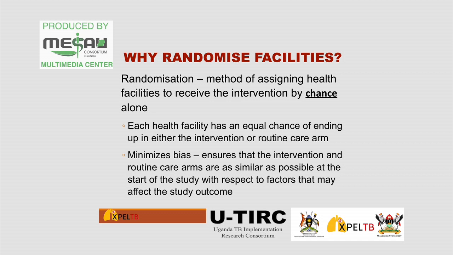And why are we doing this? Well, the main reason is that it minimizes bias. It will really help us understand the results of the study in about 18 months' time, but maybe a bit longer. It basically ensures that the intervention and routine care arms are as similar as possible at the start of the study with respect to important factors that might be associated with our study outcome. So that's a very quick summary of what randomization is and why we're doing it for this study.